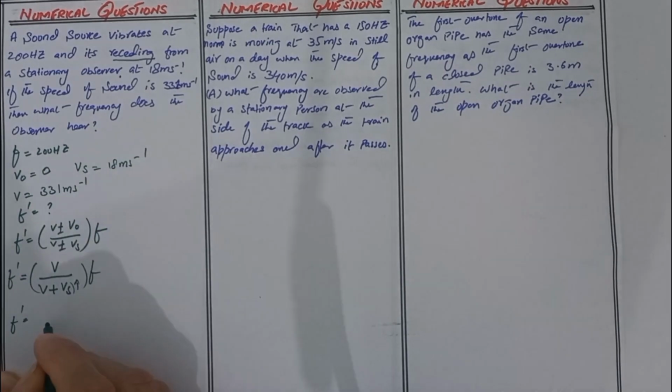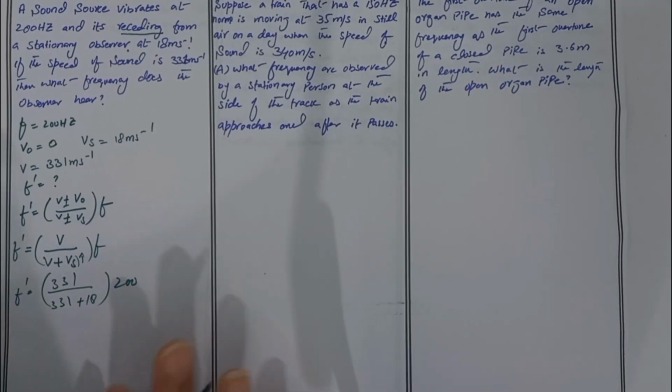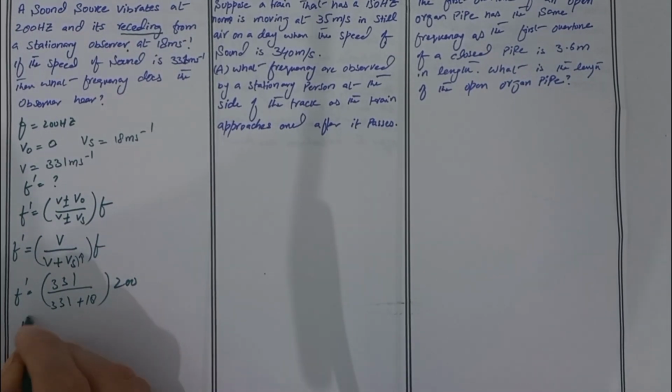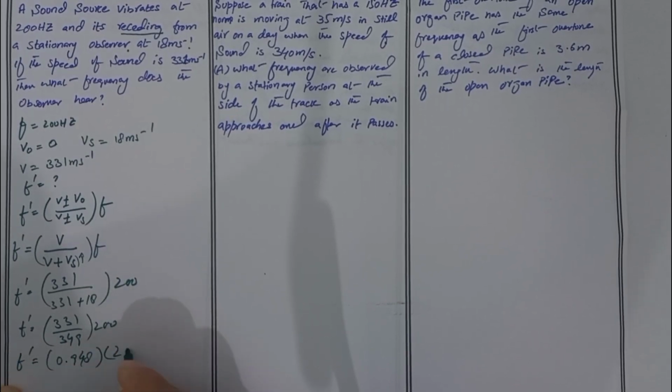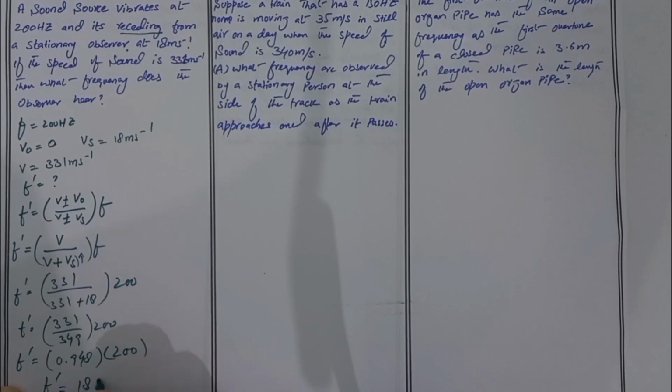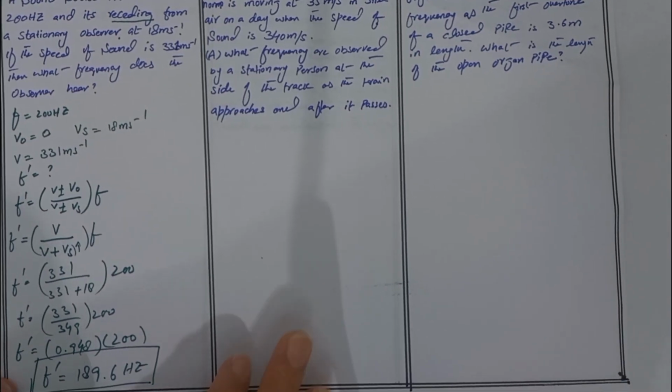So v is 331 plus 18, multiplied by f, which is 200. So we write 331 over 349, times 200, which is 0.948 into 200. The value of f prime is equal to 189.6 hertz. That is the apparent frequency heard by the observer.